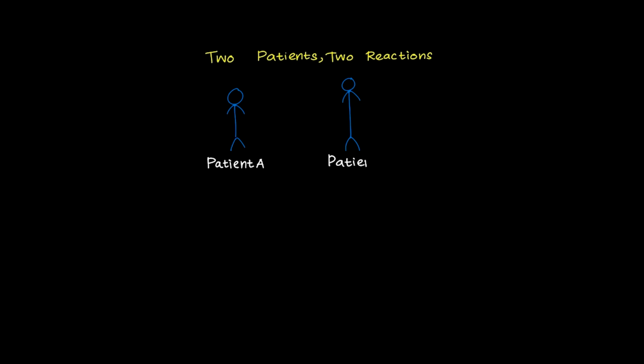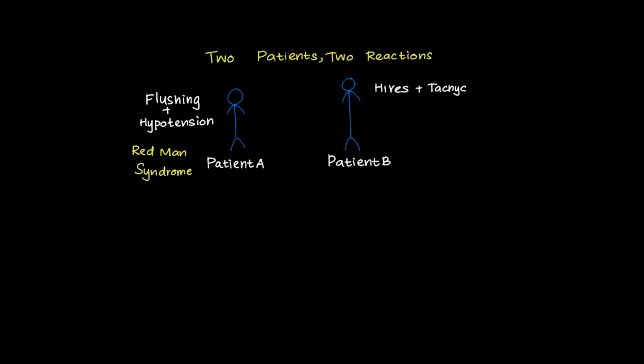This next question requires you to think like a clinical detective, comparing two very different patient responses to the same drug. Patient A has flushing and hypertension after a rapid vancomycin infusion. Patient B presents with hives, tachycardia, and wheezing. These are two totally separate reactions. Patient A is experiencing red man syndrome, which is a histamine-mediated response caused by infusing vancomycin too quickly. The hallmarks are flushing, pruritus, and sometimes hypotension. The fix is slowing down the rate. Patient B, on the other hand, is showing textbook signs of a true immune-mediated allergic reaction.